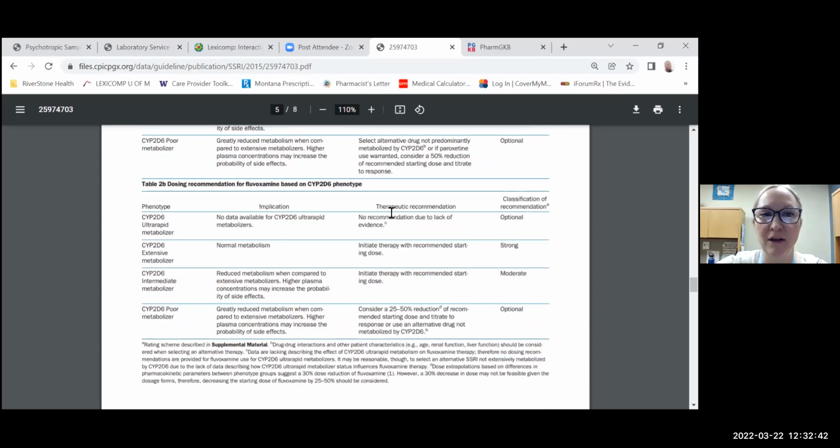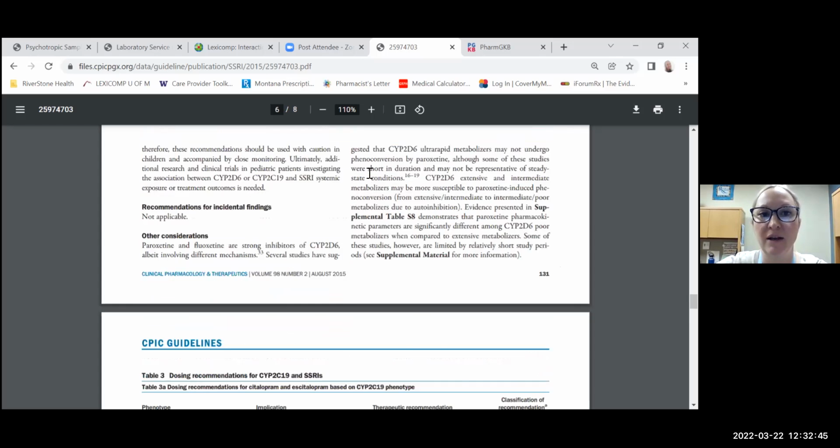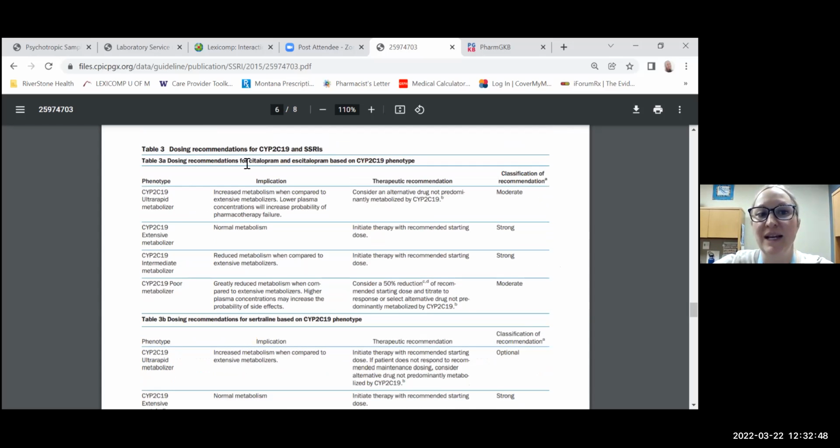We won't talk about fluvoxamine, but it also has a guideline. This guideline is for CYP2C19 and citalopram and S-citalopram in patients who are ultra rapid metabolizers. S-citalopram and citalopram are metabolized by 2C19. Patients who are ultra rapid metabolizers have significantly lower plasma concentrations and more likelihood for therapeutic failure, and you should consider alternate medications not metabolized by 2C19. That's a moderate level of recommendation, which has considerable evidence. If you're a normal or reduced metabolizer, it's just a strong recommendation to initiate therapy with normal dosing.